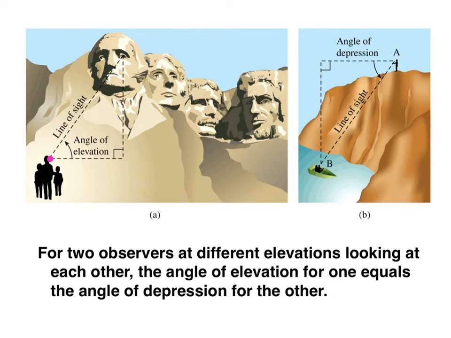Now, if we look at these examples, for example A, we have our point where we're looking from with our horizontal line and our line of sight. Since the individuals are looking up at Mount Rushmore, this would be an example of an angle of elevation. However, for something like B, from point A, if we're looking from the horizontal line at the line of sight, the individual has to look down, making it an angle of depression.